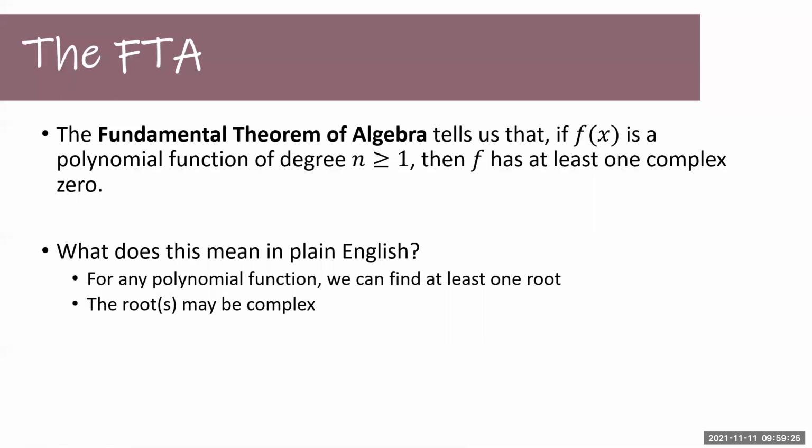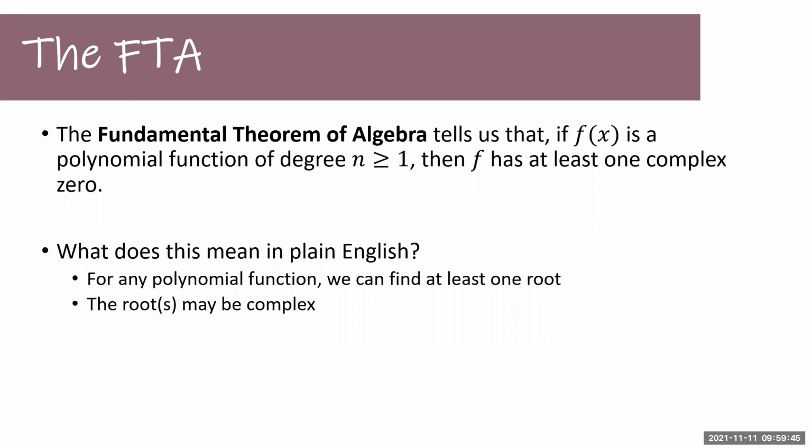The fundamental theorem of algebra just tells us that for any function f of x, if it's a polynomial function of a degree greater than or equal to 1, so linear function or higher, then f has to have at least one complex zero. That's pretty mathy, I know. So what does this actually mean in plain English?